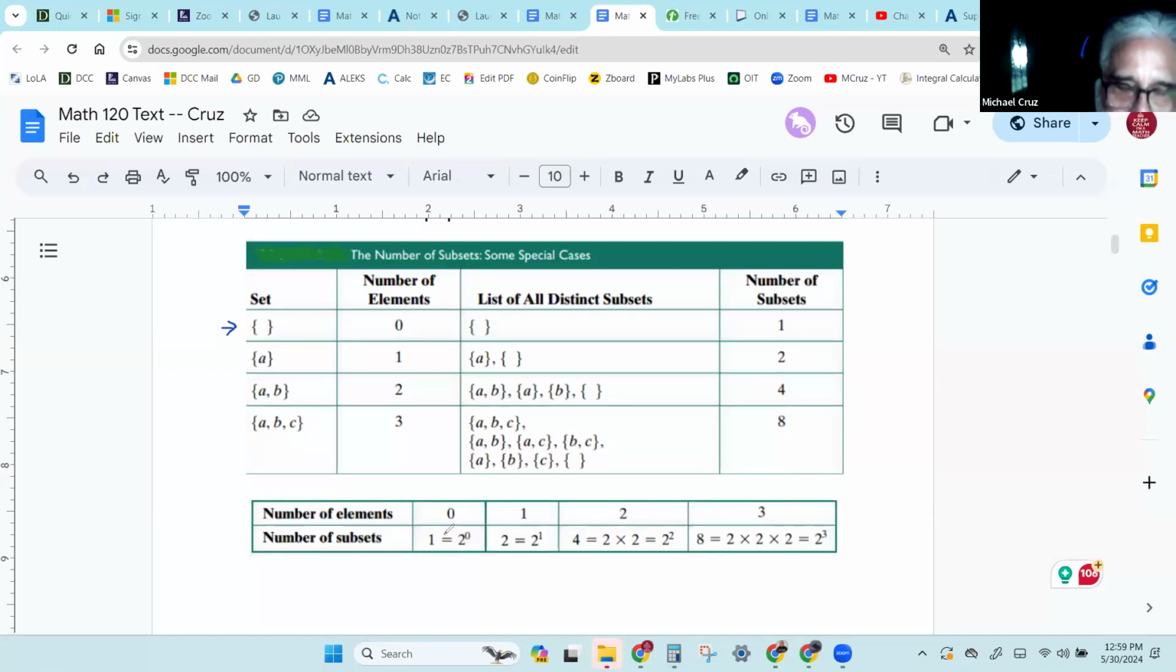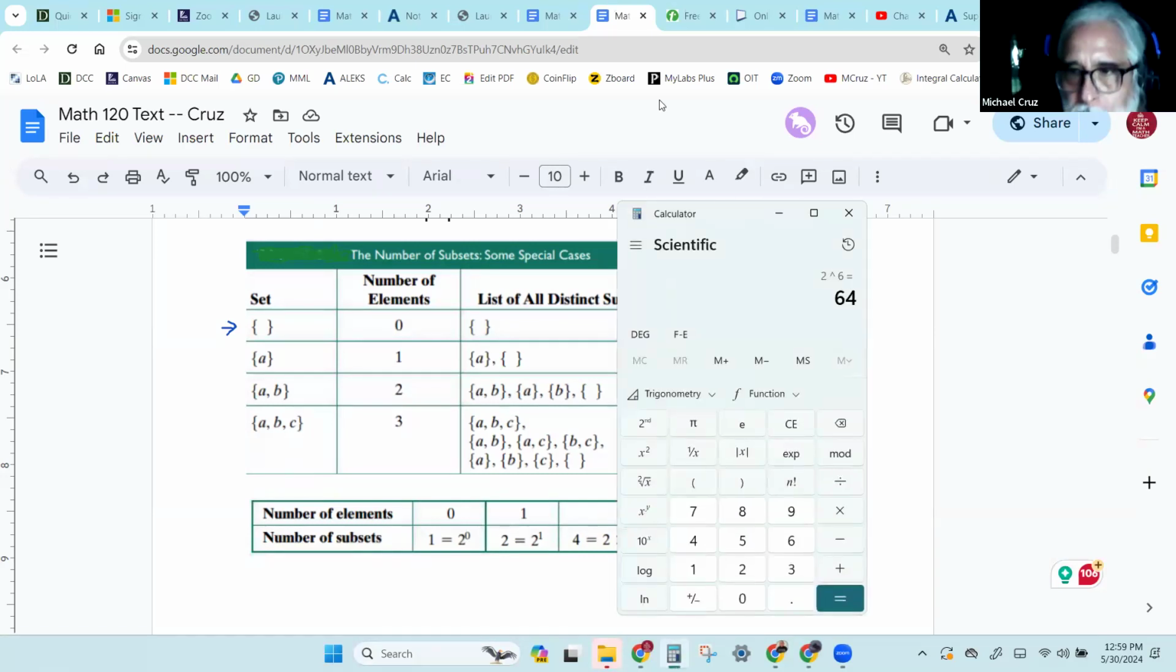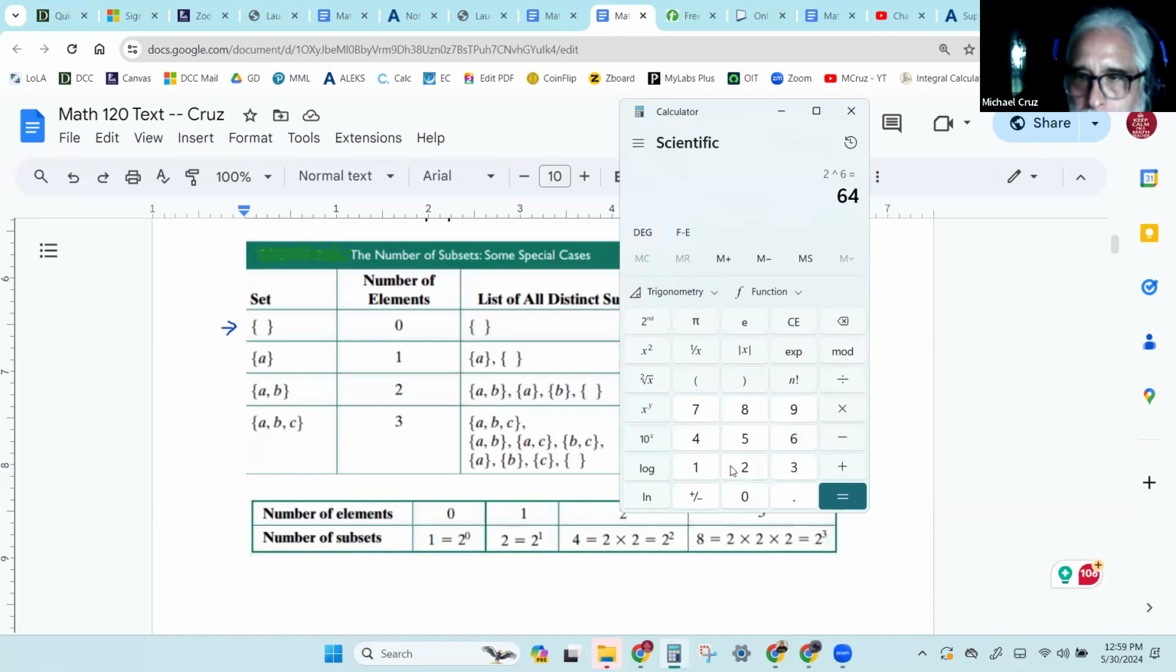So 2 to the 0 power, and people will have a hard time wrapping their head around that, because how can that be? Well, 2 to the 0 power is 1. And you know why? Because it doesn't matter what the base is. Anything to the 0 power is 1.